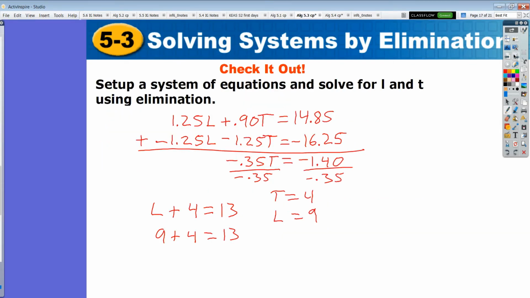Okay, so here are my two equations. We're stacking and adding. We get negative 0.35t equals negative 1.40. Dividing by negative 0.35, my t comes out to 4. So then my lilies is going to be 9. 9 plus 4 gives me 13 total.